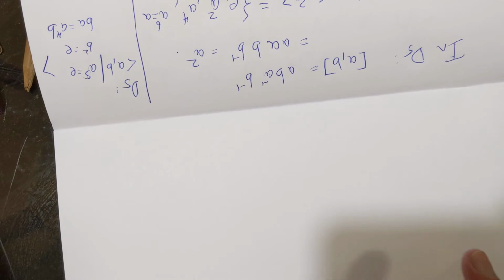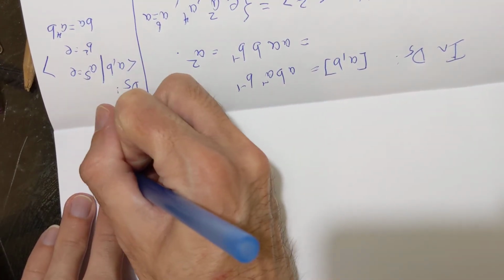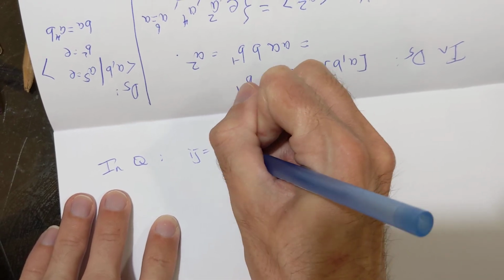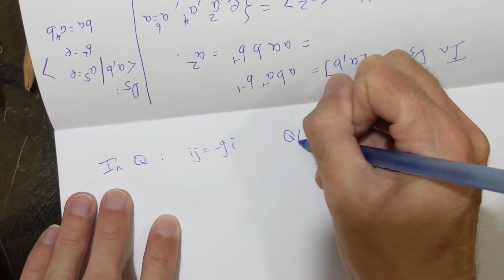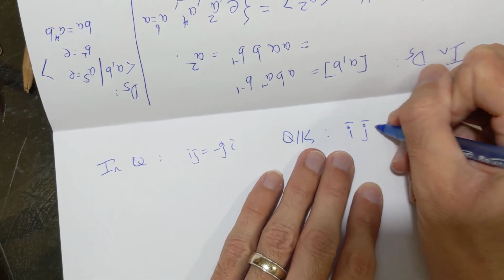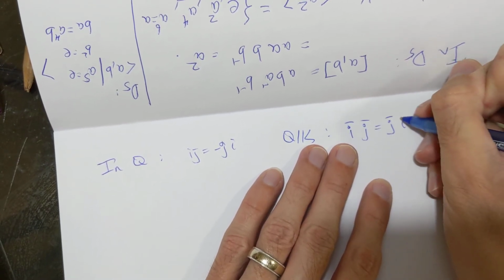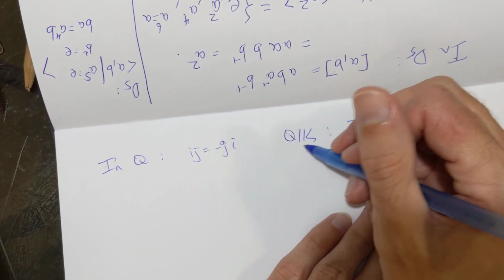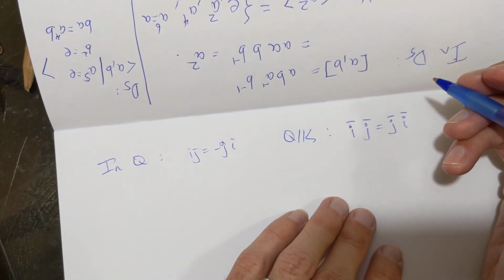Let me try and summarize. Over here we have an equation in Q: ij equals negative ji. And in Q mod K, we have i bar j bar is j bar i bar times minus 1, but the minus 1 is an element of K, so it's kind of absorbed.